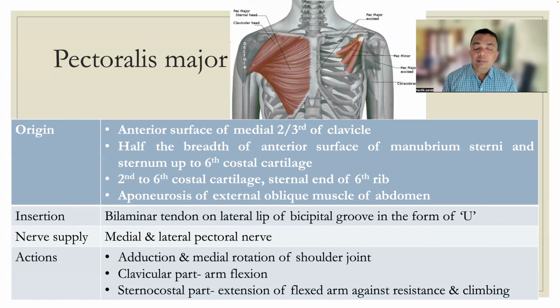And the clavicular part, the fibers originating from the clavicle, helps in arm flexion, and the sternocostal fibers help with extension of the flexed arm. So when I am doing extension from my flexed arm, these pectoralis major fibers, mainly the sternocostal fibers, will be helping me.